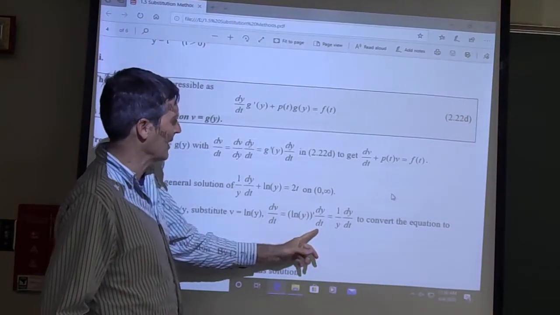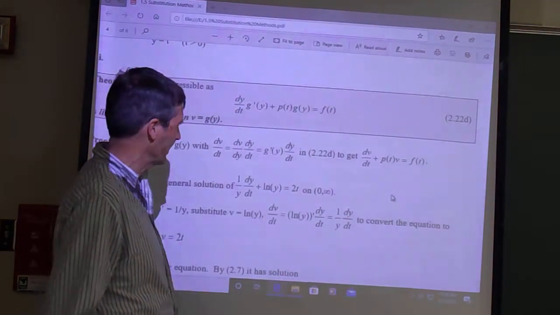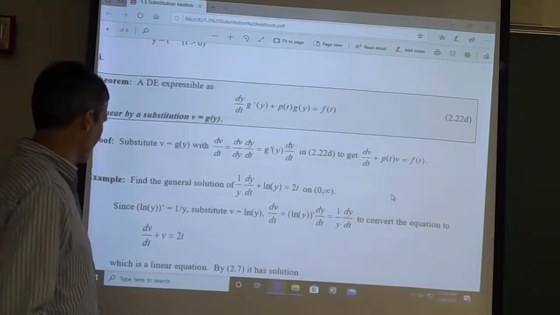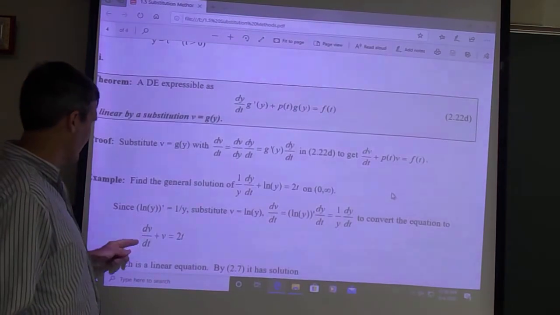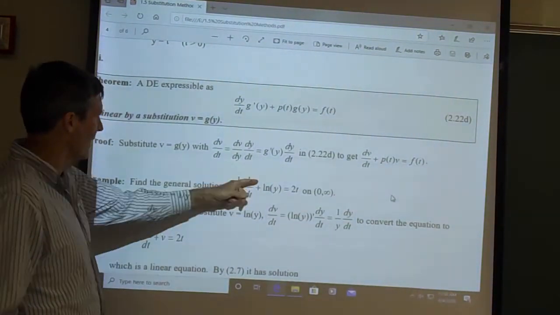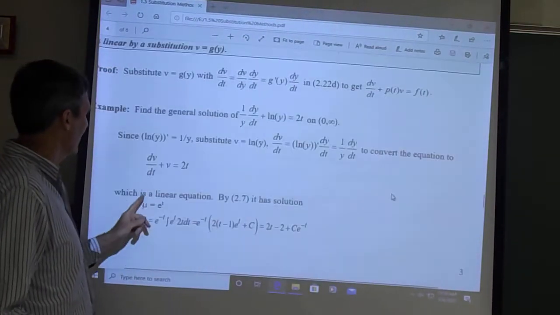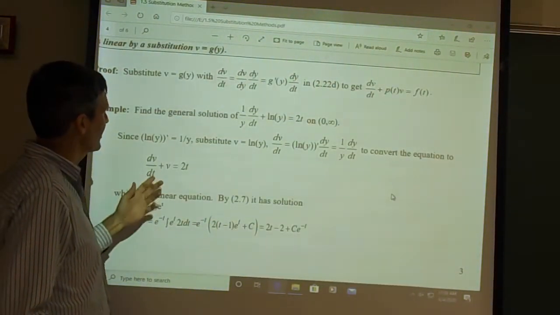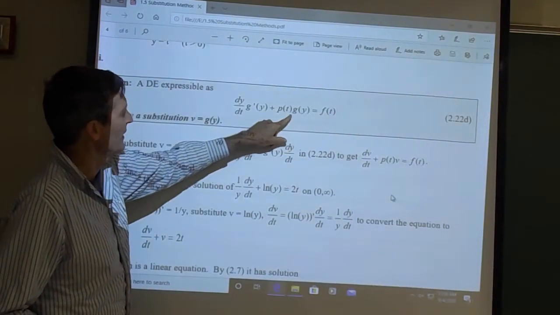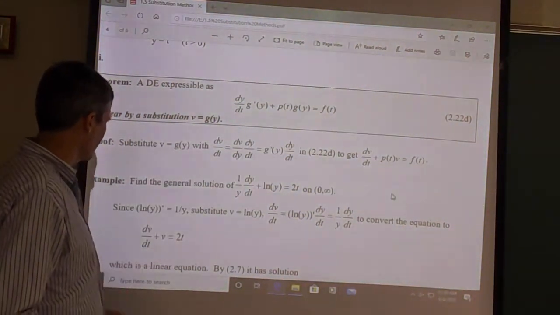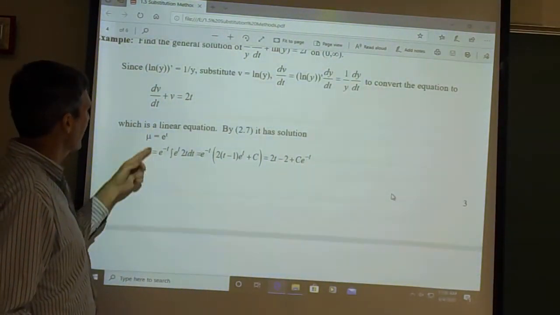The derivative of ln y is 1 over y dy/dt, which will be dv/dt. So I take the 1 over y dy/dt, that becomes dv/dt, and then ln y is v, equals 2t, and now look what I've got. This converts into a linear equation. That's the point of the substitution. An equation of this form, substituting v equals g of y, converts it into a linear equation. Now, from the linear equation, I know how to solve by formula.